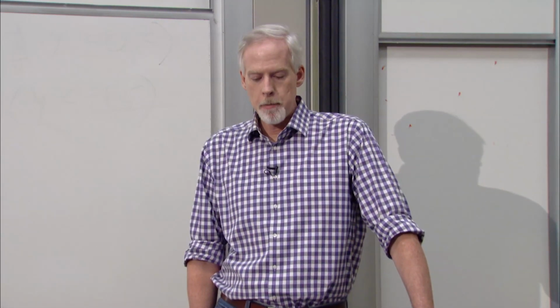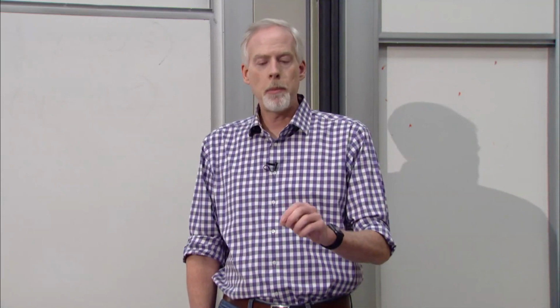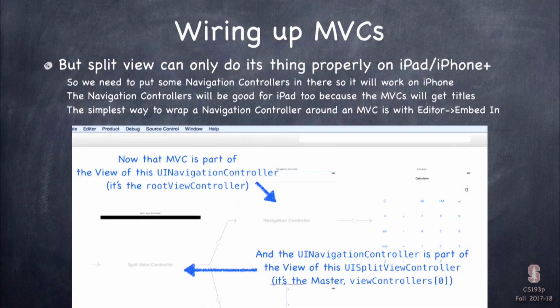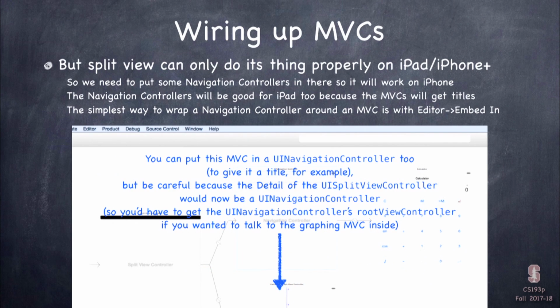One thing to notice about this, of course, is that now the master of your split view is no longer the calculator, it's a navigation controller. So if you actually wanted to get at the calculator, you would have to get the master and then look at the master's root view controller to find the calculator there. By the way, you can also put the detail, wrap it in a navigation controller. The only reason you would ever want to do that is to give it a title bar.